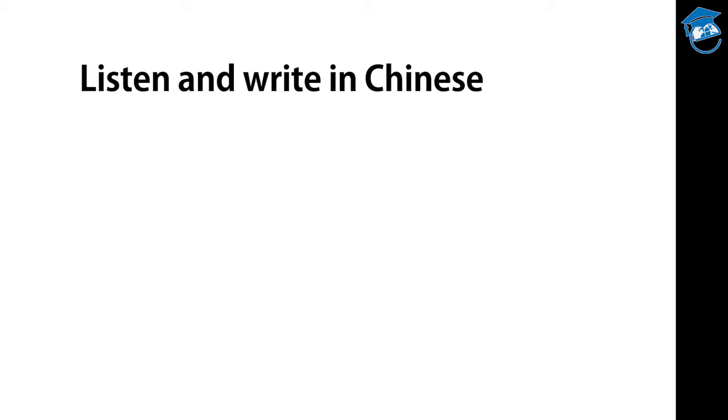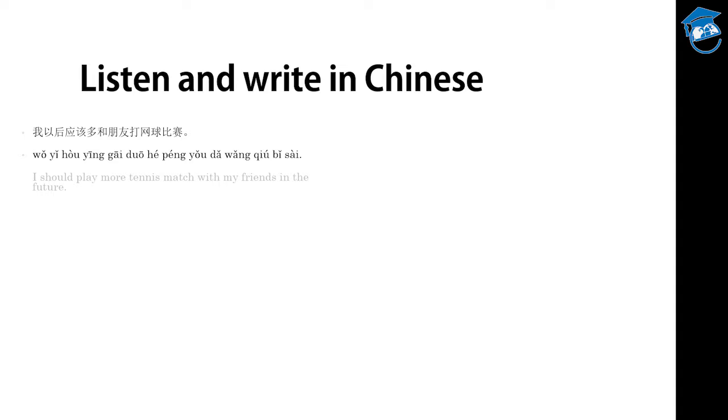Okay? The first sentence I have is 我以后应该多和朋友打网球比赛。Can you get it? I just said this. 我以后应该多和朋友打网球比赛。And in English, it means I should play more tennis match with my friends in the future. Okay, quite a few new usage, so it shouldn't be very difficult as you can get some of the meanings.